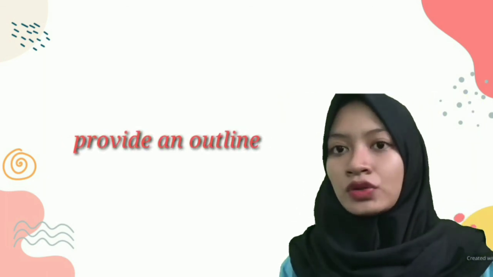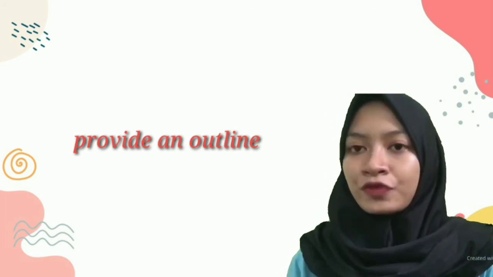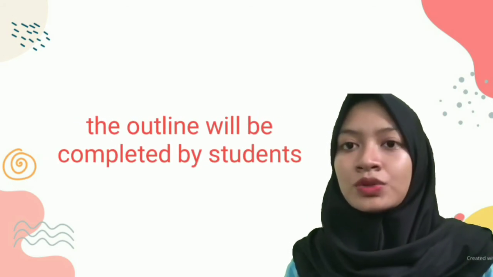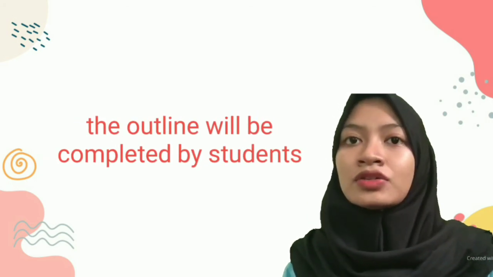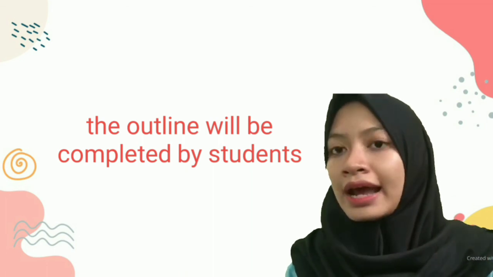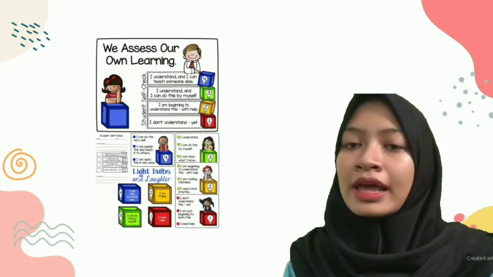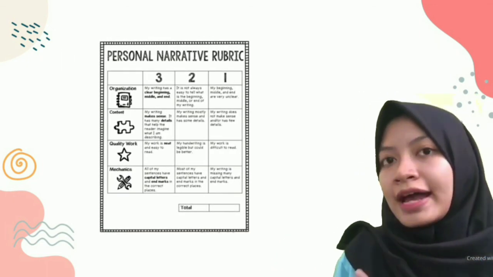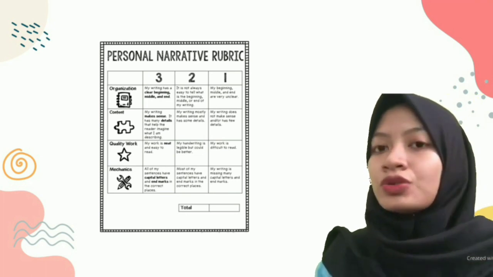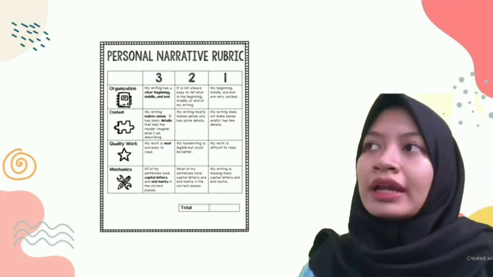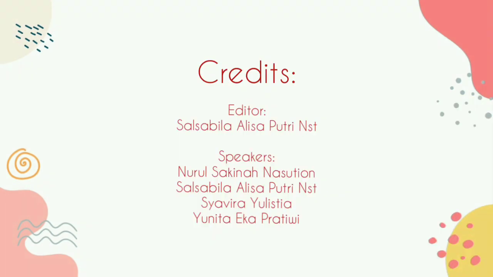Last, you can provide an outline of a legend story that the students know or that comes from the area where students live, and then the outline will be completed by students who will produce a legend story according to the outline that has been given. After completing the outline, students can self-assess the result of the legend story they have written. You can use this rubric as an assignment to give to your students to assess the story that they have written before.